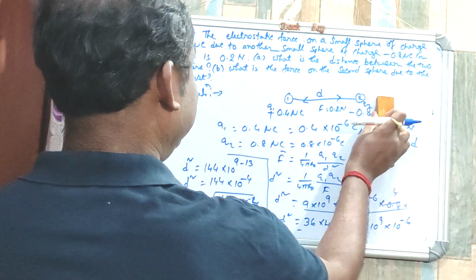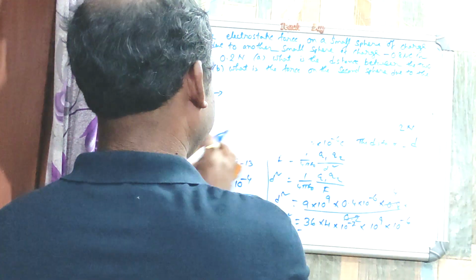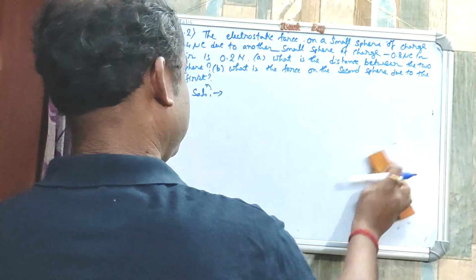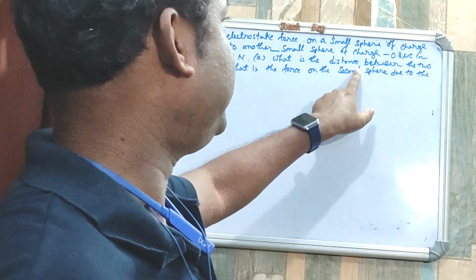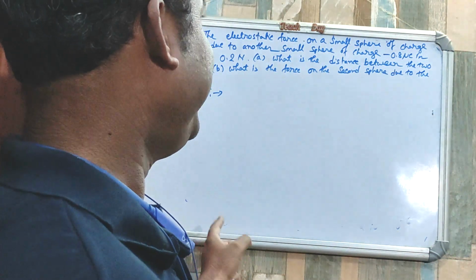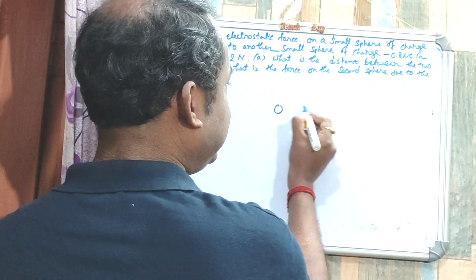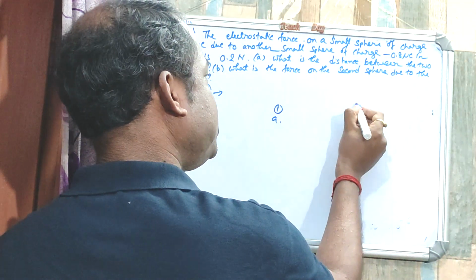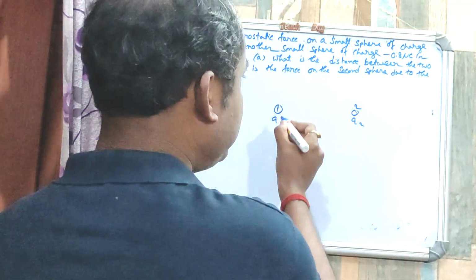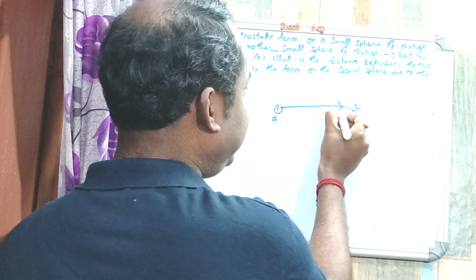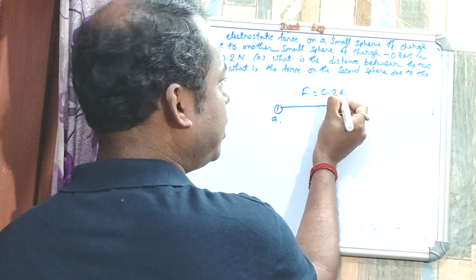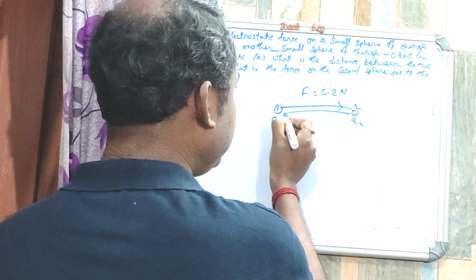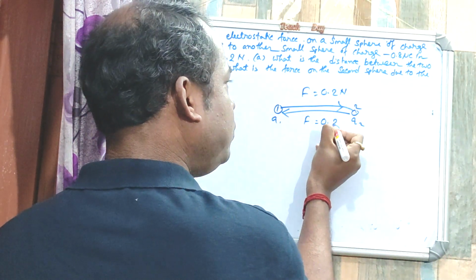Now the second problem. What is the force on the second sphere due to the first? Here it is the same thing as the force on the first sphere. This is the first one, Q1, and this one Q2, two spheres separated by this distance, 1 and 2. What is the force between them? The first one gives a force on the second, F equals 0.2 Newton. The second sphere also gives the same force, also 0.2 Newton.